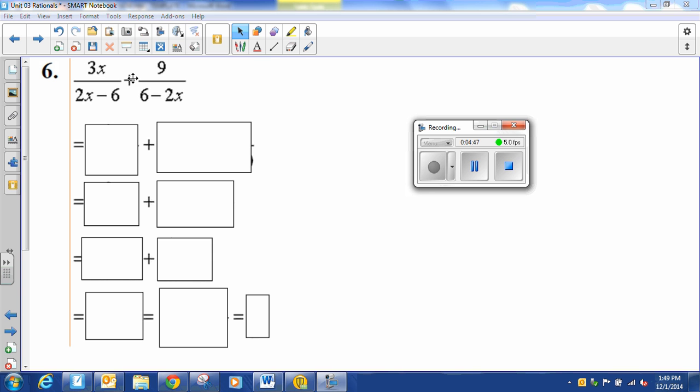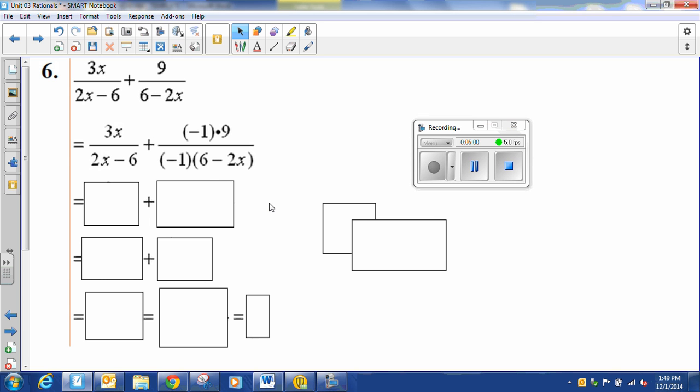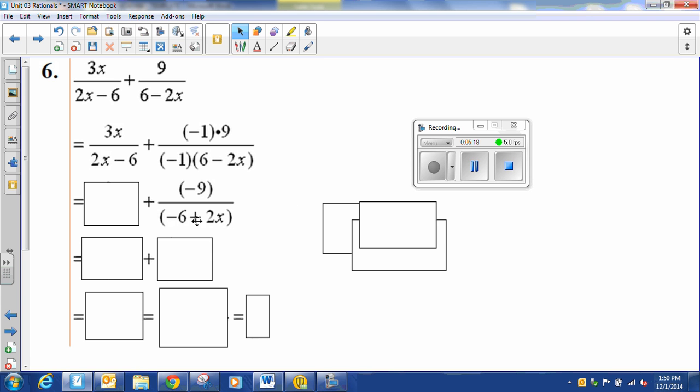Last one, number 6. As you can see, we have 2x minus 6 and 6 minus 2x. So these are opposite factors. These are opposites, basically. So this is sort of like the -1 method, except instead of that, we are multiplying by -1 in the denominator and the numerator. And if you multiply -1 times this binomial, you end up with 2x minus 6, or -6 plus.